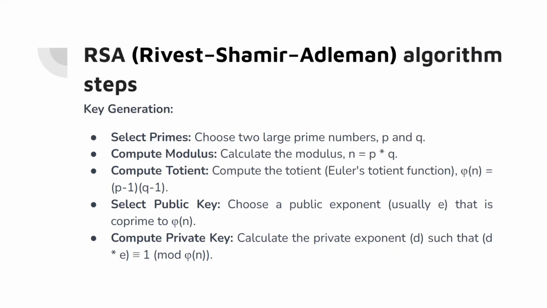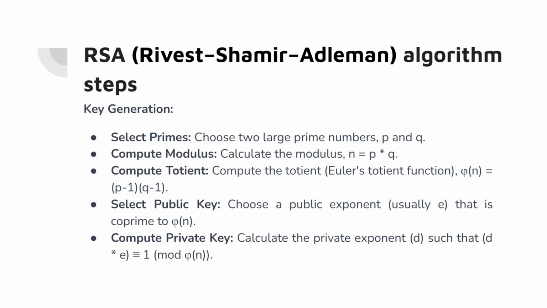There are some steps used for the key generation. The first one is the selection of two large prime numbers, P and Q. Then we have the modulus computation, which is calculated as the product of the selected prime numbers, which is n equals P times Q. Then we have our totient calculation, which is determined using the Euler totient function, which is phi of n equals the product of P minus 1 and Q minus 1.